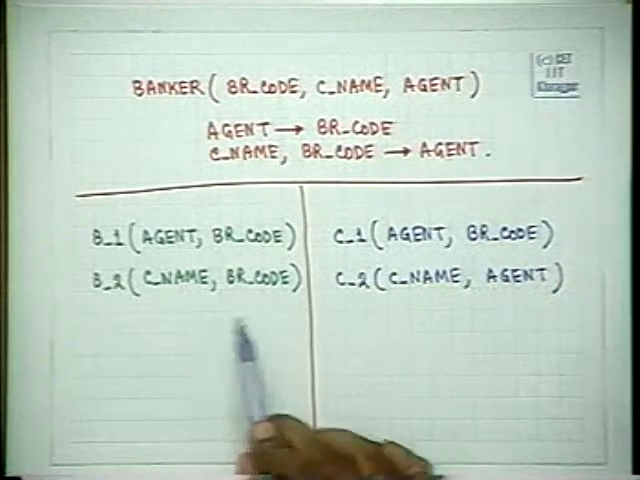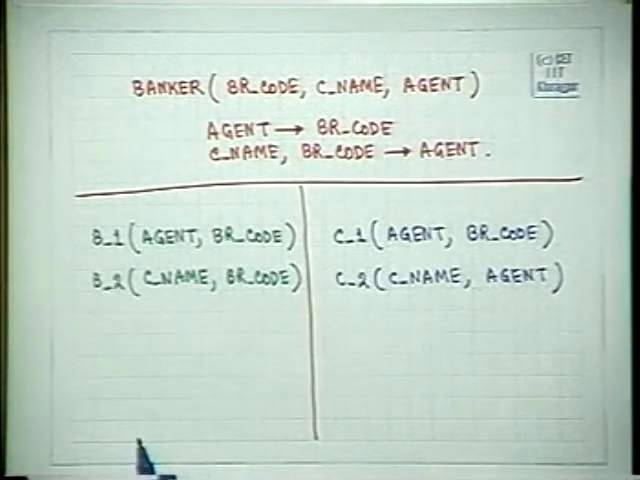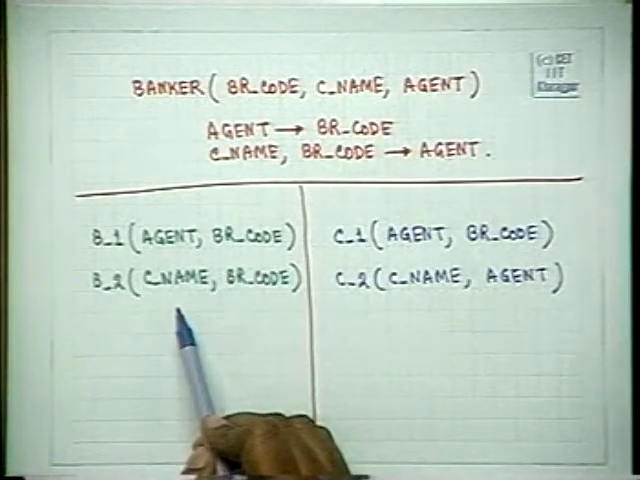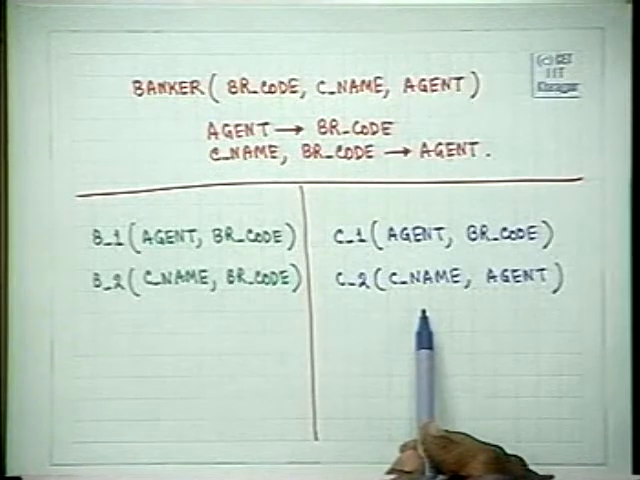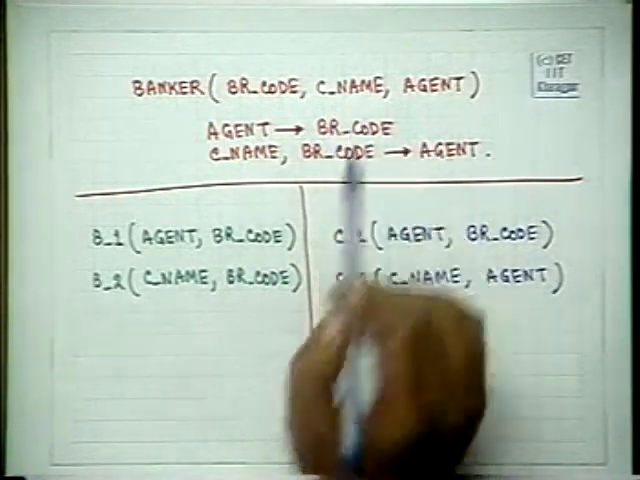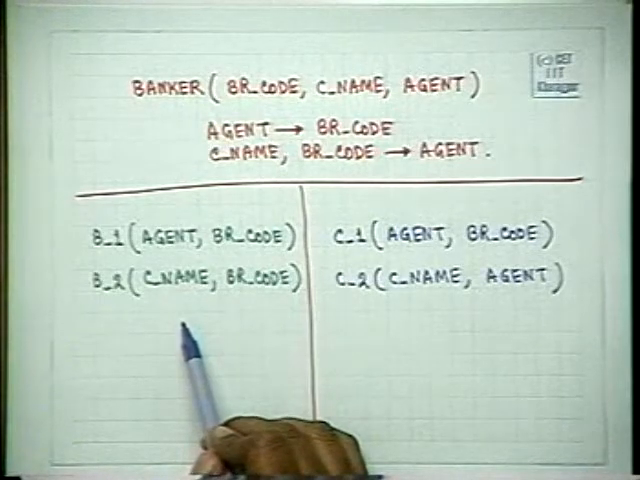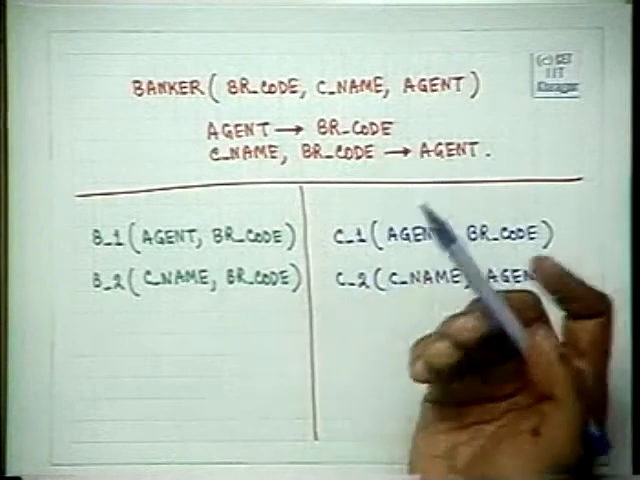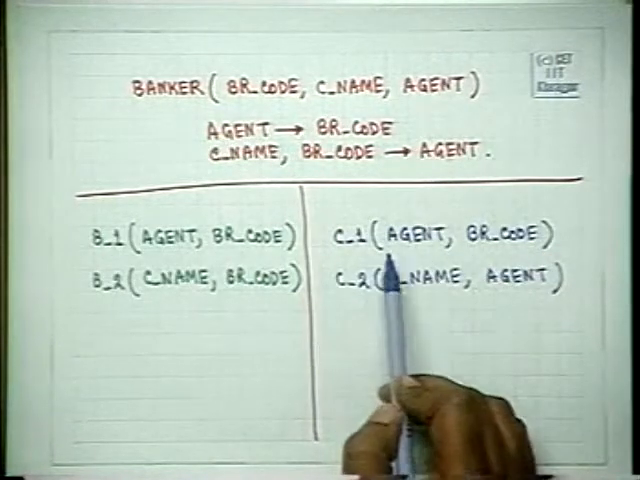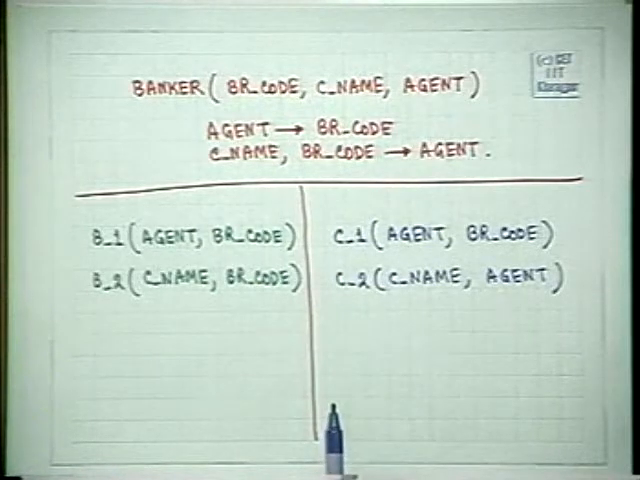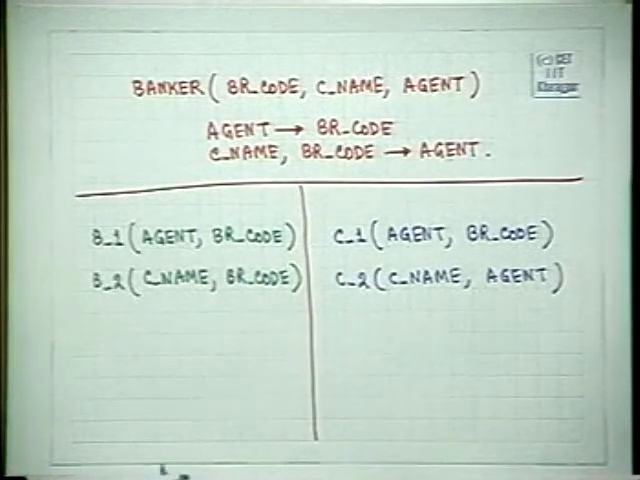The question is, are both of them valid decompositions in 3NF? This one is in 3NF, this one is in 3NF, fine. Even this one is in 3NF. The question is, this one is in BCNF, because this one holds here and this one need not hold anywhere. Here also this one holds here and this one does not hold anywhere. But are both of them correct decompositions?